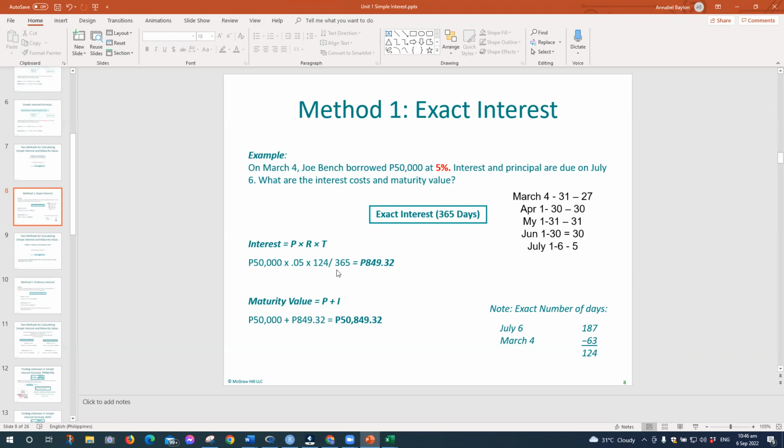Then we divide 124 days by 365 because we're using the exact interest, and once we get the interest, we can now get the maturity value. All right, so let me stop recording now.